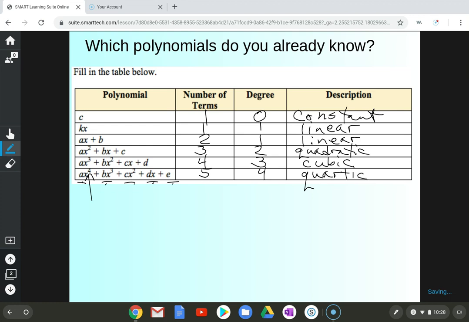All right, so those might be some functions you already know. If we had an x to the 5th, it'd be a quintic, and so forth.